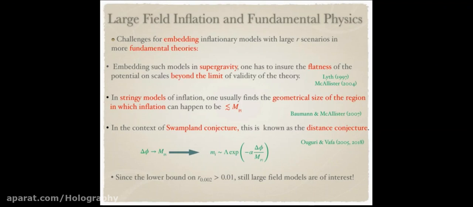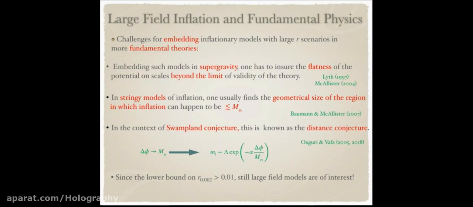This is because, for example, in supergravity, in order to be able to ensure the flatness of the potential on scales beyond the limit of the validity of the theory. So in order to be able to embed such models, you have to assume that delta phi over M Planck is small. So such terms appear in the superpotential and also in the Kähler potential, and so you have to be able to ignore them, and so you have to do fine tuning for those operators that would naturally appear.